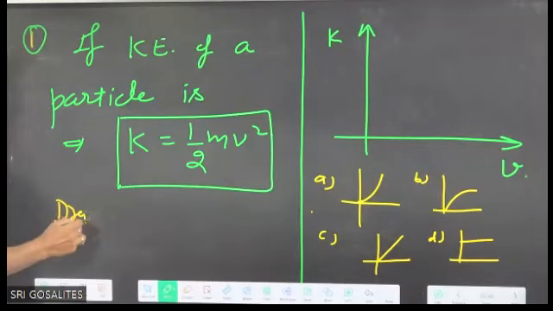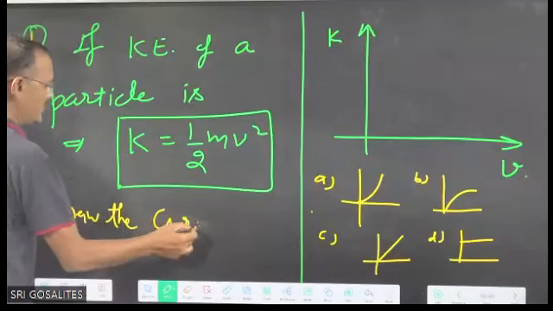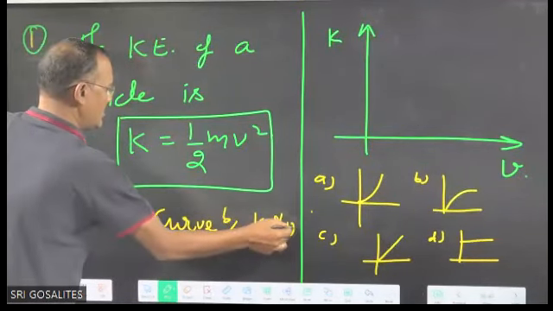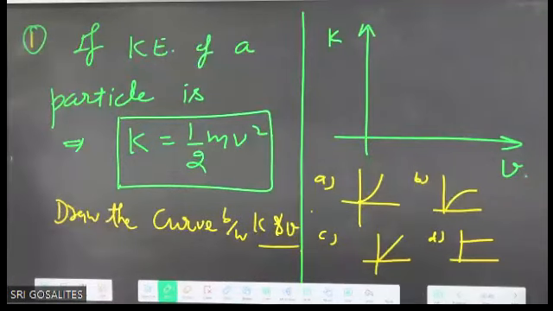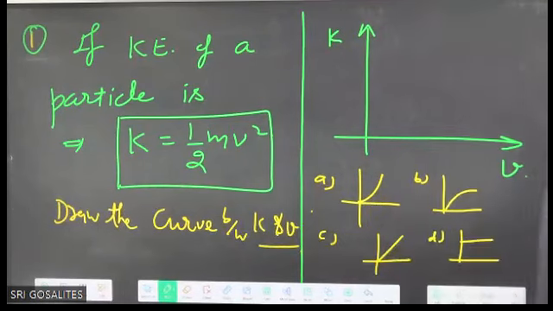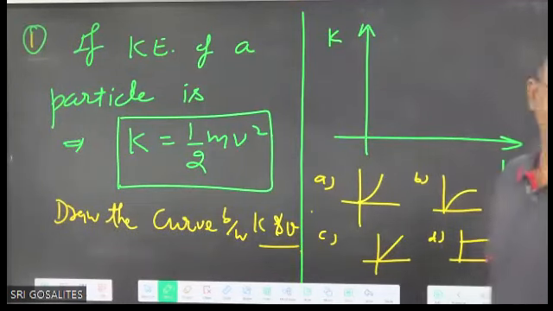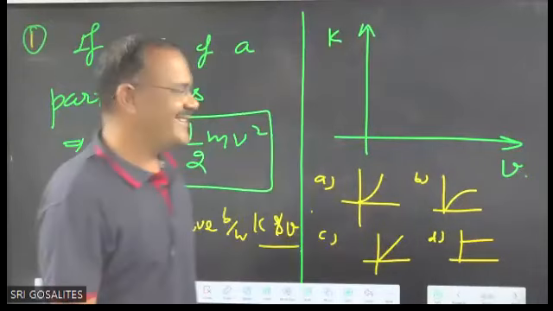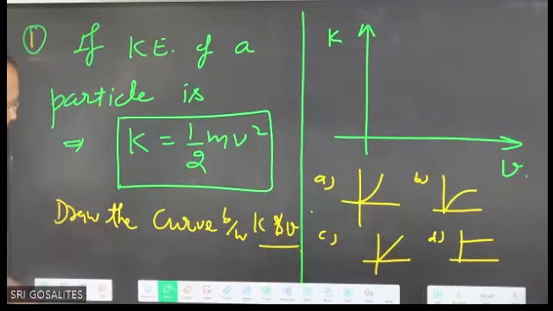Draw the curve, K and B. Come on. What's the answer? Yes, correct. Nice, very good. Shabash. Come on, lage raho, lage raho. Very good. You're getting it. A should be the right choice.